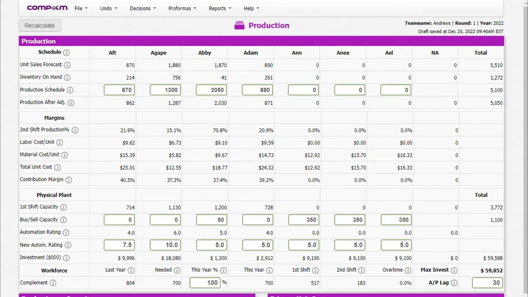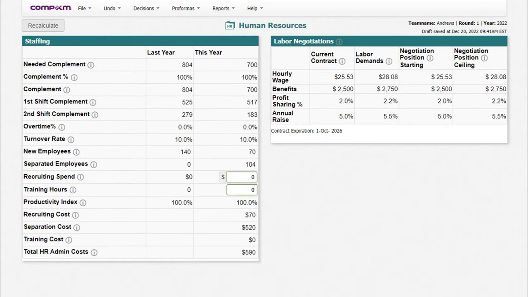Alright, we are done with the production department. Now we can go to human resource. So human resource is the easiest one to do. So here, just make sure you spend the maximum, and also provide the maximum training hours per employee. That is 5,080 respectively.